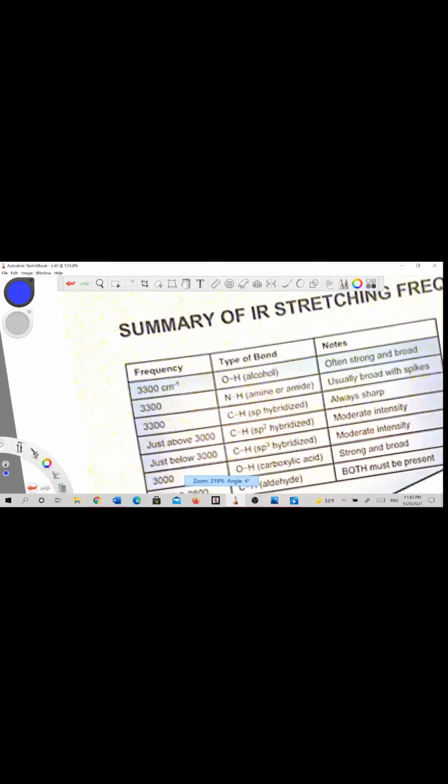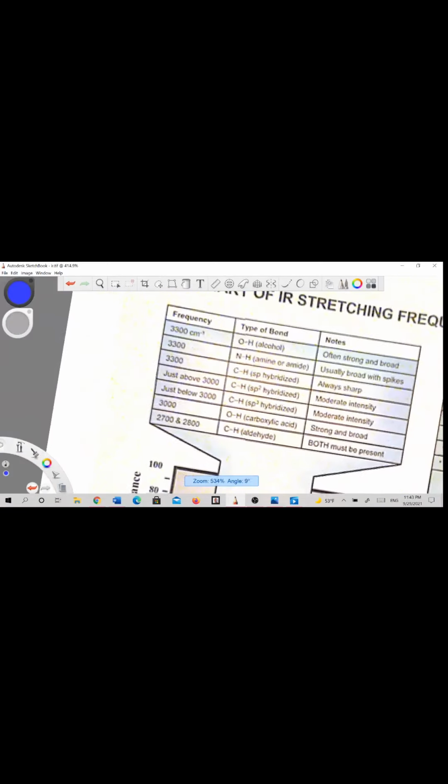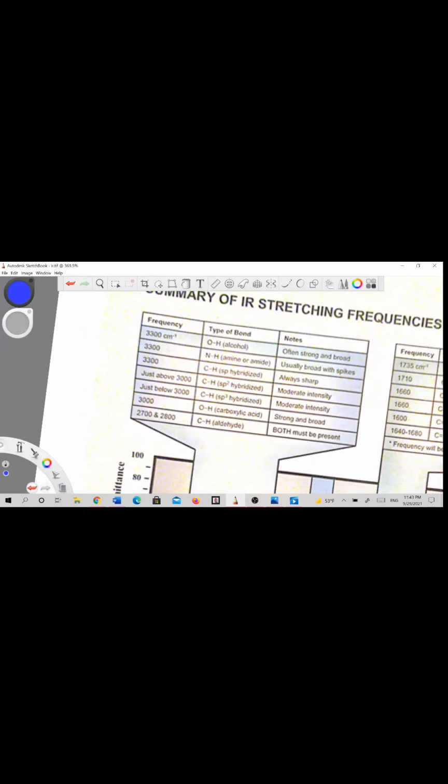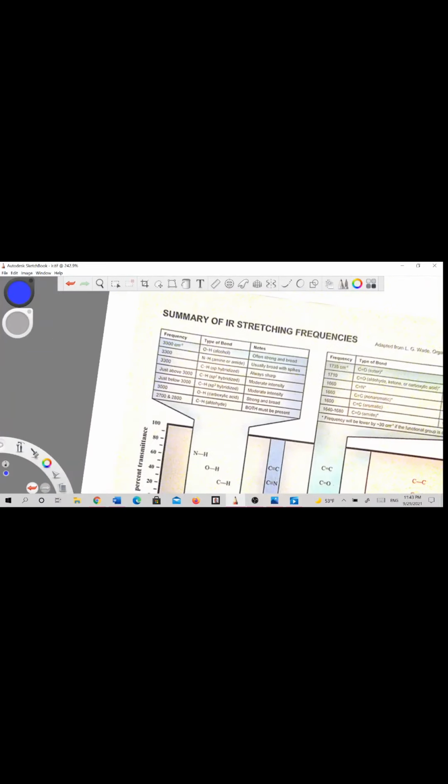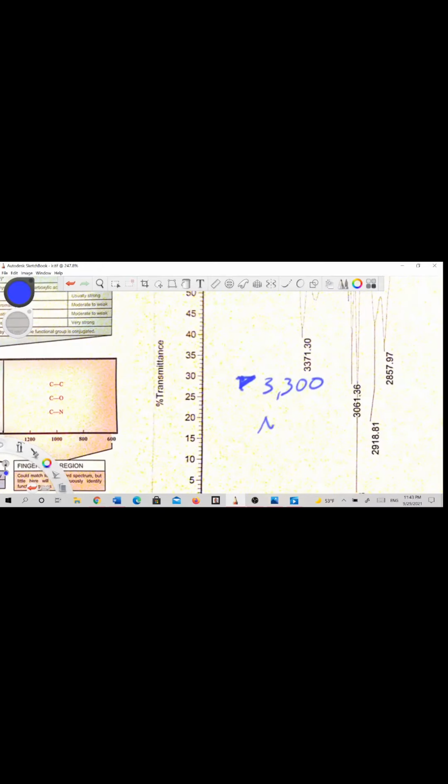So we have a peak here that's probably around the 3,300 range, which means this can either be an OH alcohol or an NH amine. Because it's broad with spikes, I'm going to lean more towards the N-H.